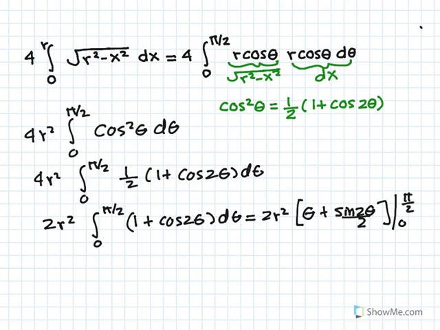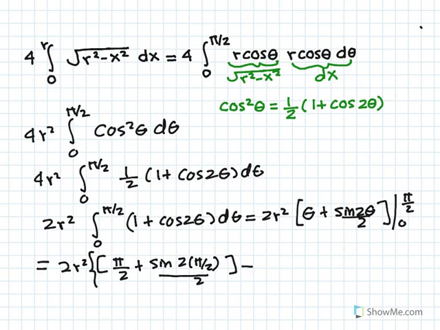Now we're going to apply the fundamental theorem of calculus and put the upper and lower limit in and evaluate this integral. So we get 2r squared times, putting the upper limit in, pi over 2 plus sine of 2 times pi over 2, divided by 2, minus, now putting 0 in, we get 0 plus sine 0 divided by 2. Alright, now the 2 cancels with the 2, we get sine of pi. Sine of pi is just 0. And sine of 0 is also 0. Sine of any multiple of pi is 0.